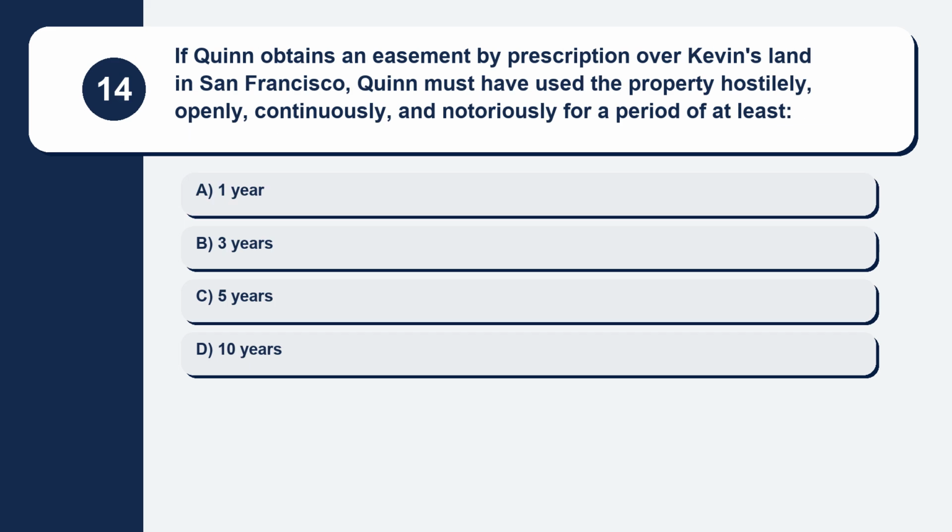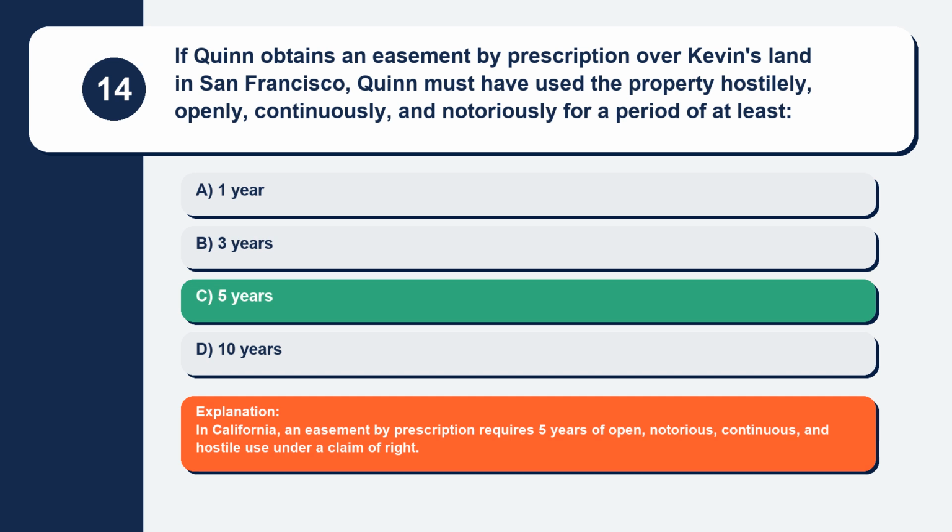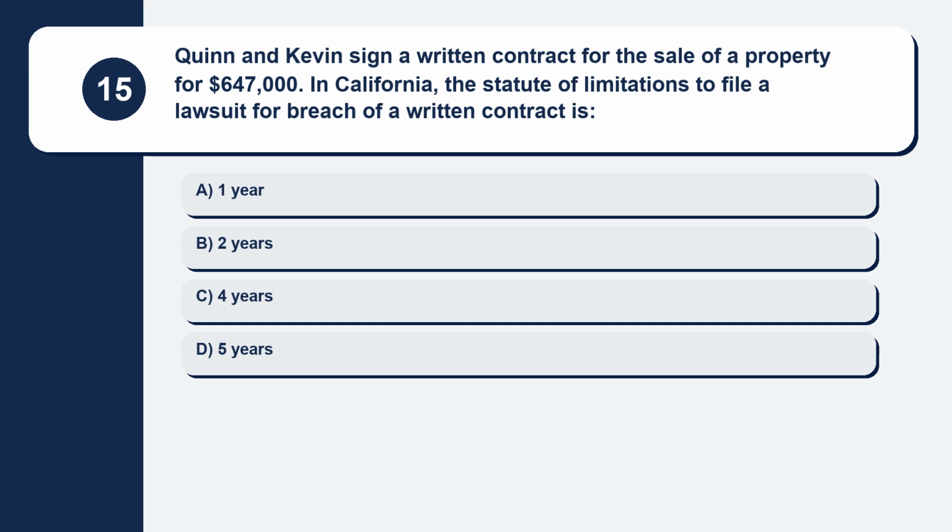Question 14. If Quinn obtains an easement by prescription over Kevin's land in San Francisco, Quinn must have used the property hostilely, openly, continuously, and notoriously for a period of at least. Here are your options. Option A, 1 year. Option B, 3 years. Option C, 5 years. Option D, 10 years. The correct answer is option C, 5 years. Explanation: in California, an easement by prescription requires 5 years of open, notorious, continuous, and hostile use under a claim of right.